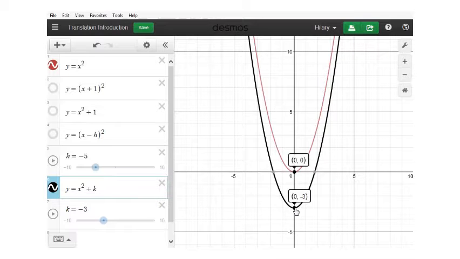So using that, try and fill in the rest of your worksheet and make any predictions you can about the rest of those graphs.